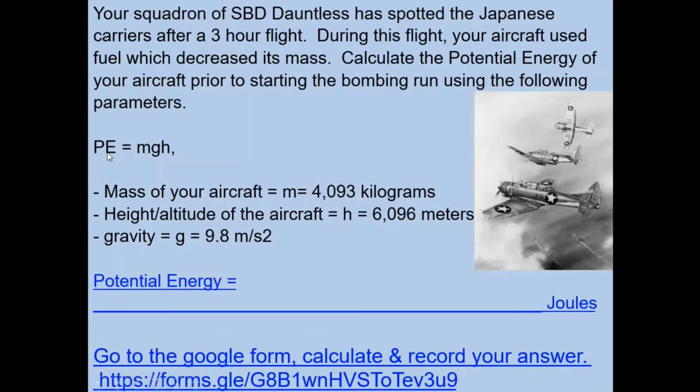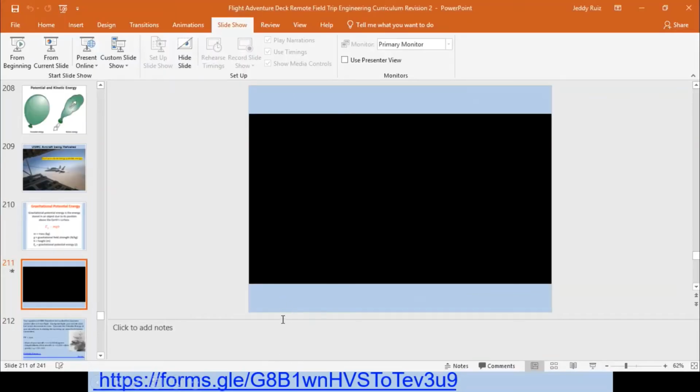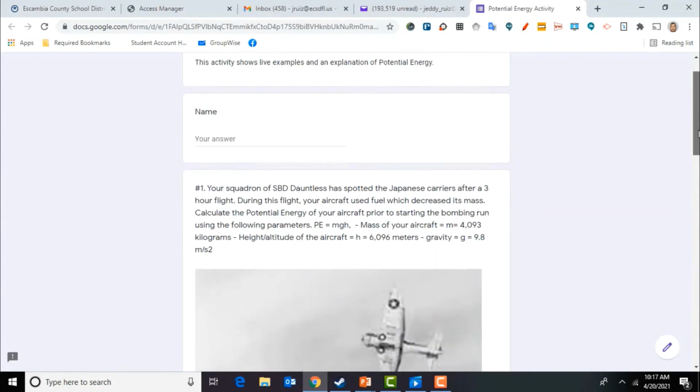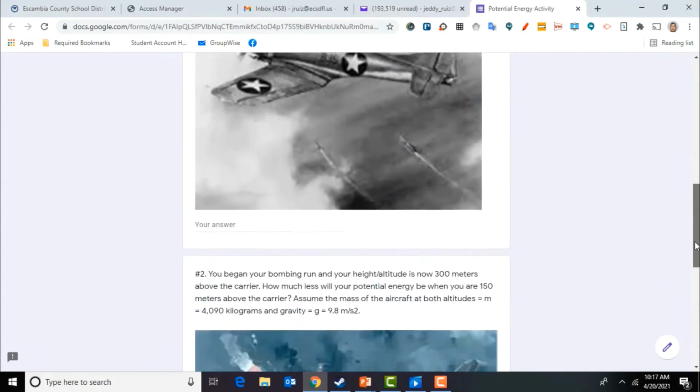Remember, your formula is potential energy equals the mass times gravity times the height. Let's say the mass of the aircraft is 4,093 kilograms. The altitude of the height is 6,096 meters. Gravity equals 9.8 meters per second squared. Go to your Google form, and then go ahead and calculate. And just go and put your answer here.